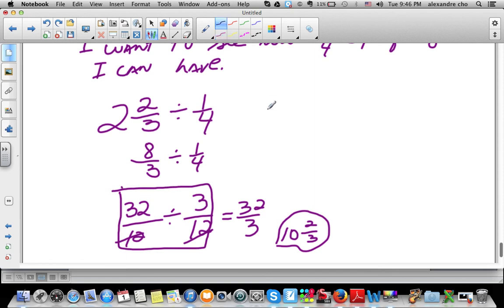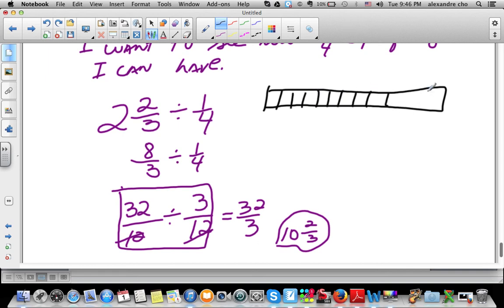So what do we have here? We have 32 over 12. Alright, I'll draw it. So 32 over 12 will look like this. 1, 2, 3, 4, 5, 6, 7, 8, 9, 10, 11, 12. 1, 2, 3, 4, 5, 6, 7, 8, 9, 10, 11, 12, 13. So I drew one more. So let's get rid of that last one.